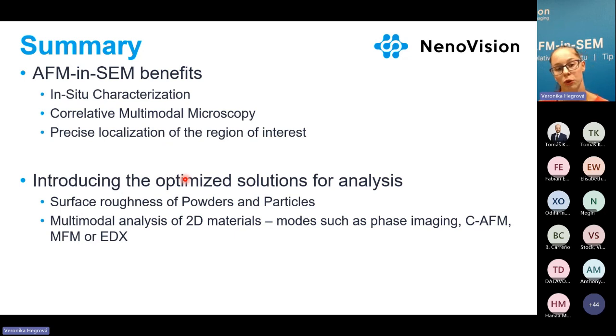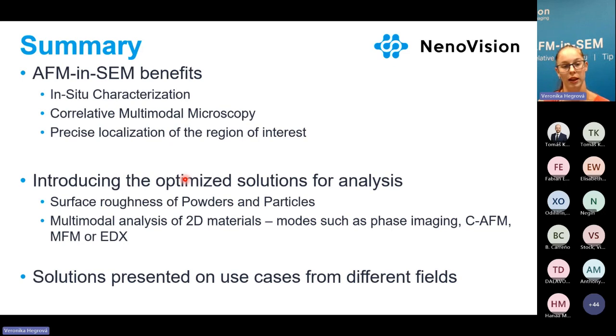And then we went through a multimodal analysis of 2D materials, where modes such as phase imaging, electrical properties, magnetic properties, EDS, or using FIB and GIS can be helpful together. And so we presented these solutions.